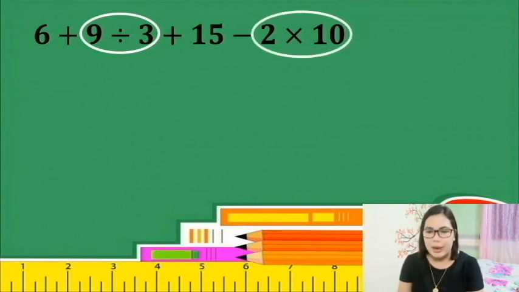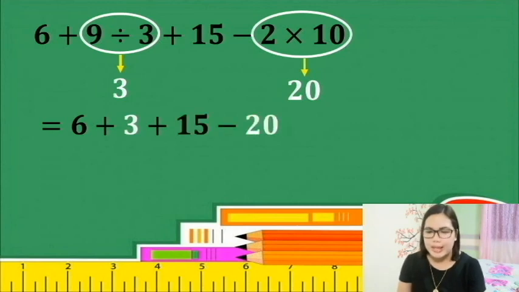So, what is 9 divided by 3? That is just equal to 3. Okay? 2 times 10, that is just equal to 20. Now, our new mathematical expression can be written as 6 plus 3 plus 15 minus 20. As you can see, we have only two operations left, addition and subtraction. So, we can now proceed with the process.